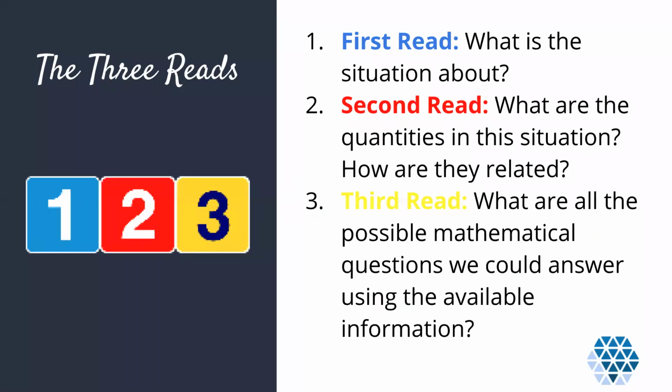So the way this strategy works is that we literally read the math problem 3 times. That's why it's called 3 reads. In the first read, the students are thinking through, what is this situation about? What is really happening in the story? Then in the second read, they're thinking about, what are the quantities in this situation and how are they related? I like to tell the kids, this is where they're pulling out all of the mathy stuff. And then in the third read, they're thinking about, what are all the possible mathematical questions we could answer using the available information?